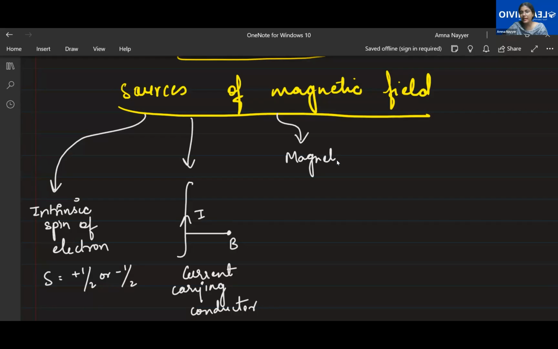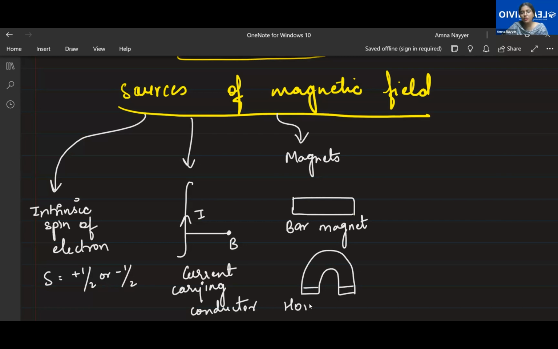Then directly you have the manufactured magnets. Magnets are themselves directly a source of magnetism. Like the common one is the bar magnet, which you should know, because in chapter 5 we'll be completely talking about bar magnets. Or you must have seen magnets like this in your practical labs of physics. These are known as horseshoe magnets. So these are the sources.